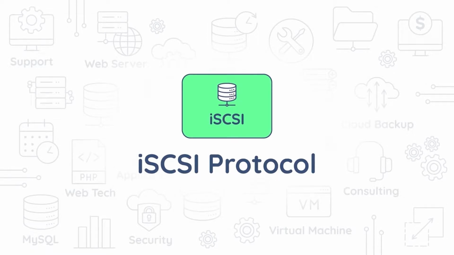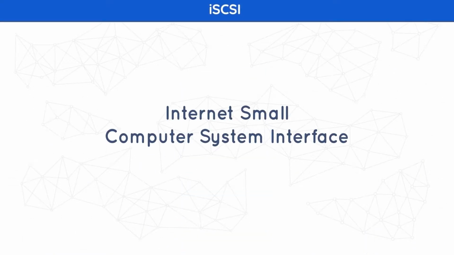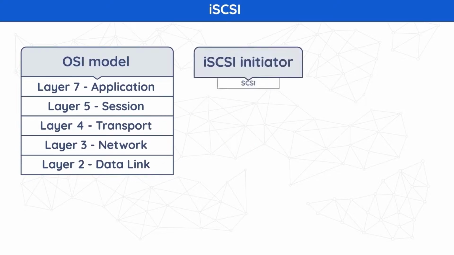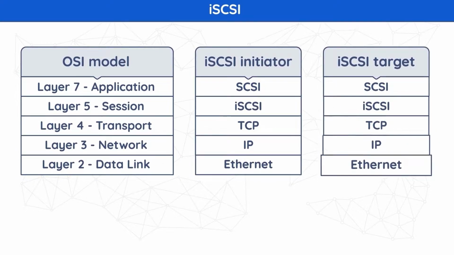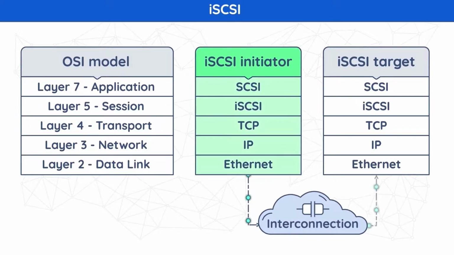iSCSI. Internet Small Computer System Interface, or simply iSCSI, operates on top of the Transmission Control Protocol, or TCP. It encapsulates SCSI commands inside the TCP/IP packets, and then uses an IP Ethernet network to transport them between the storage system, the iSCSI target, and the server, the iSCSI initiator. As a result, storage connected over the iSCSI protocol is presented to the OS just as an ordinary local LUN.